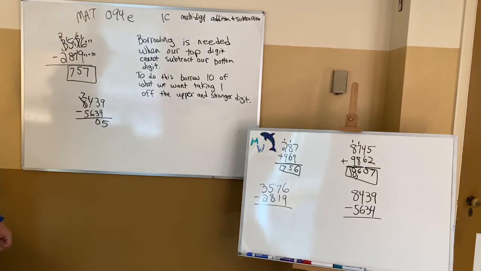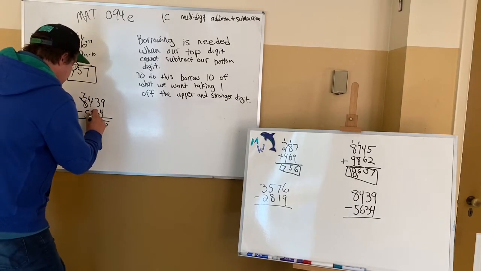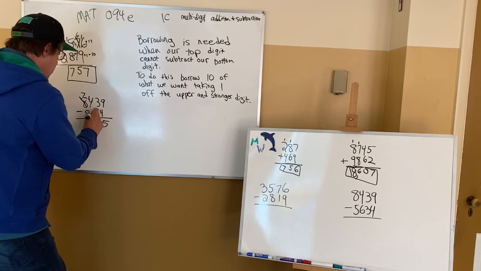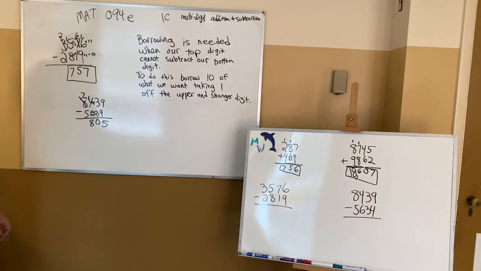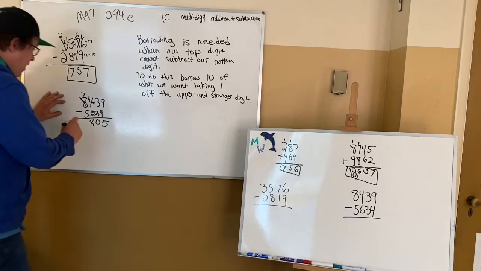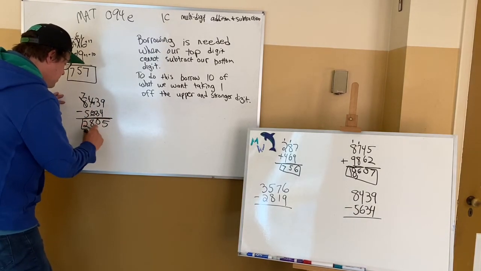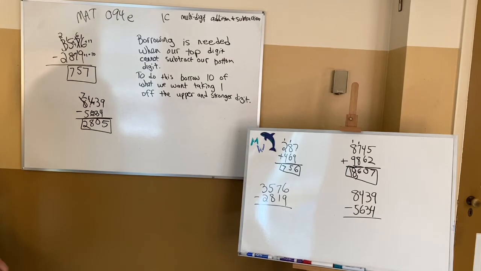14 minus 6. If you're a knower, someone who knows that's 8, then you can use it. If you're not, 4 more on the 6 gets me to 10. 4 more on the 4 gets me an 8. And that would be correct. 14 minus 6 is 8. 7 minus 5 I know to be 2. 2,805 is done. How can you check that?